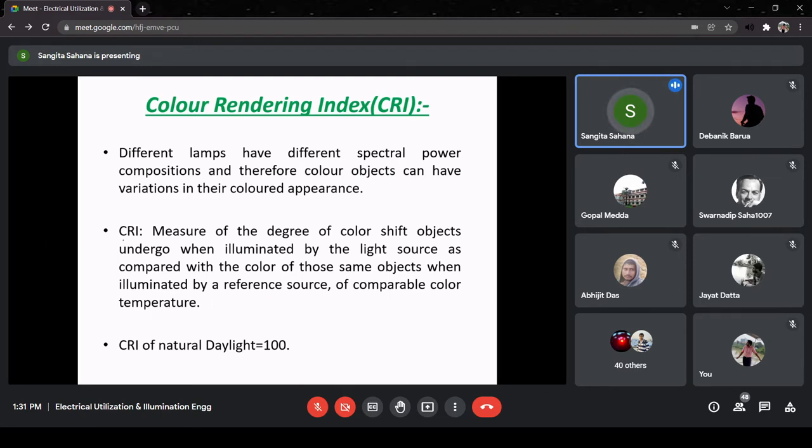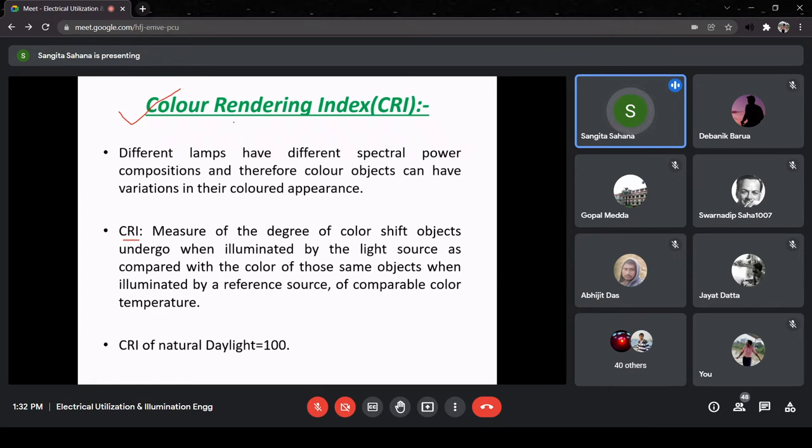So for example, if you go under any decorative lighting, like Diwali lighting or wedding house lighting, you cannot identify the exact color of your dress, right? Or if you go to any vegetable market, you will see the colors are very much glowing, looks so colorful when you bring it home. That is because of this property of the source, the color rendering index. We see the color of the object in different form under different sources due to the property color rendering index.